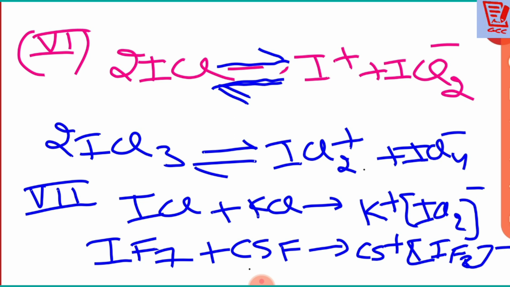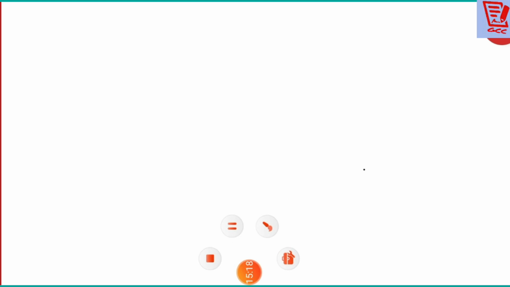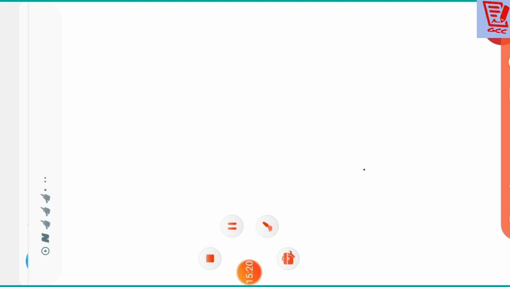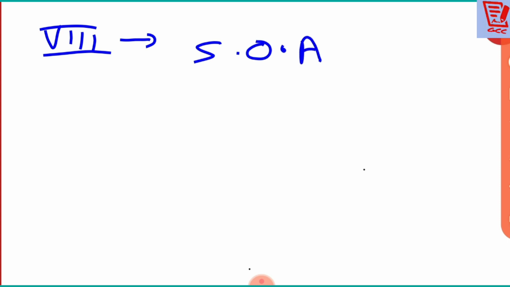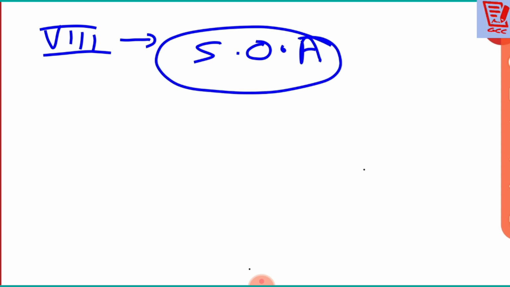Now one more point we should know, the number 8 point, is that all interhalogens are strong oxidizing agents. You know why they are strong oxidizing agents? They have a tendency to gain electrons, which means they can be reduced very easily, as you know very well.